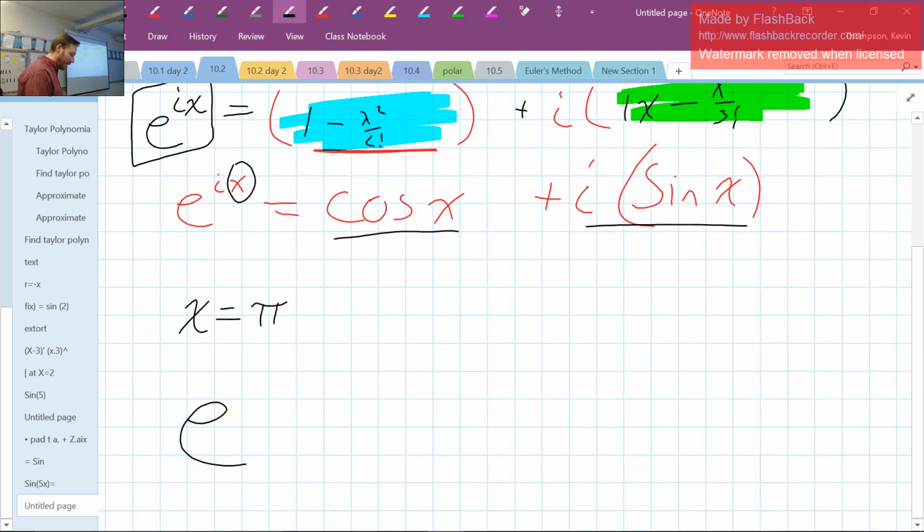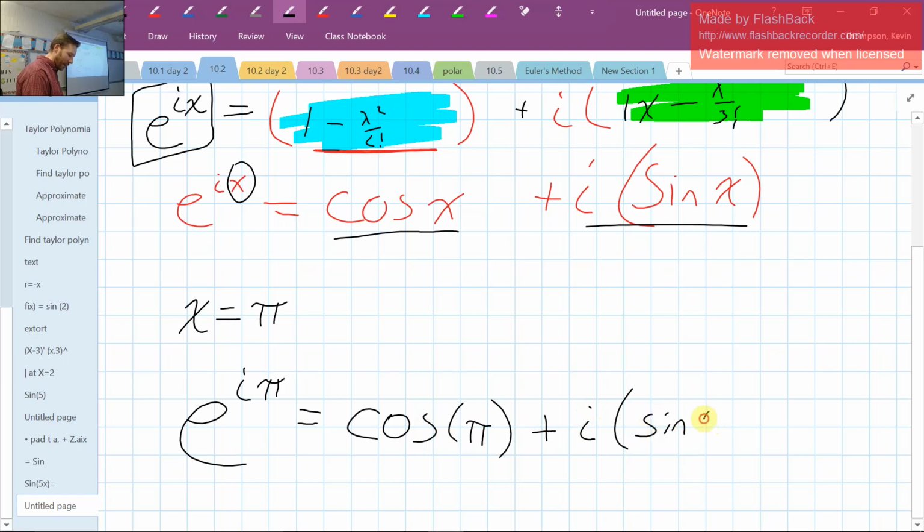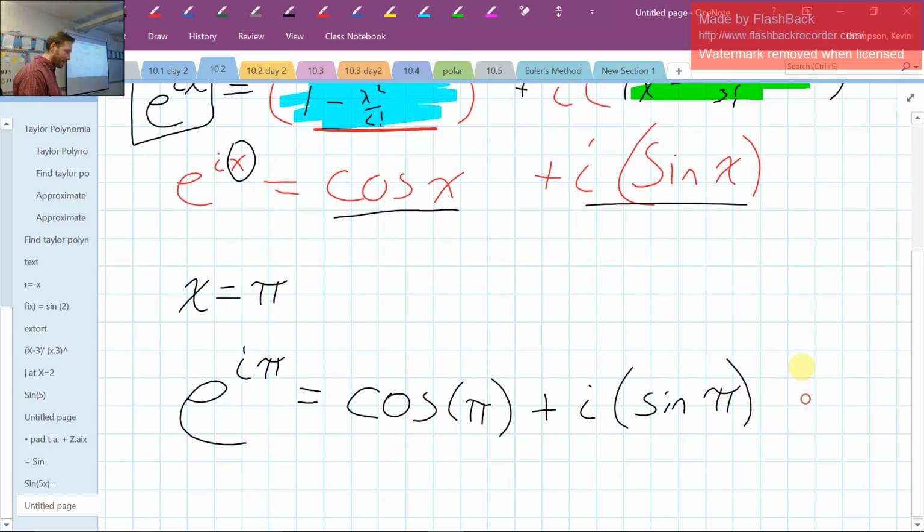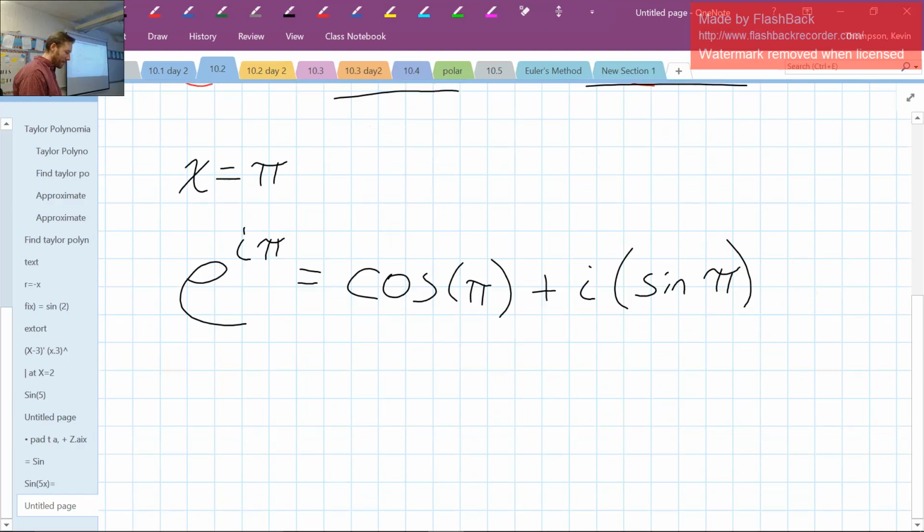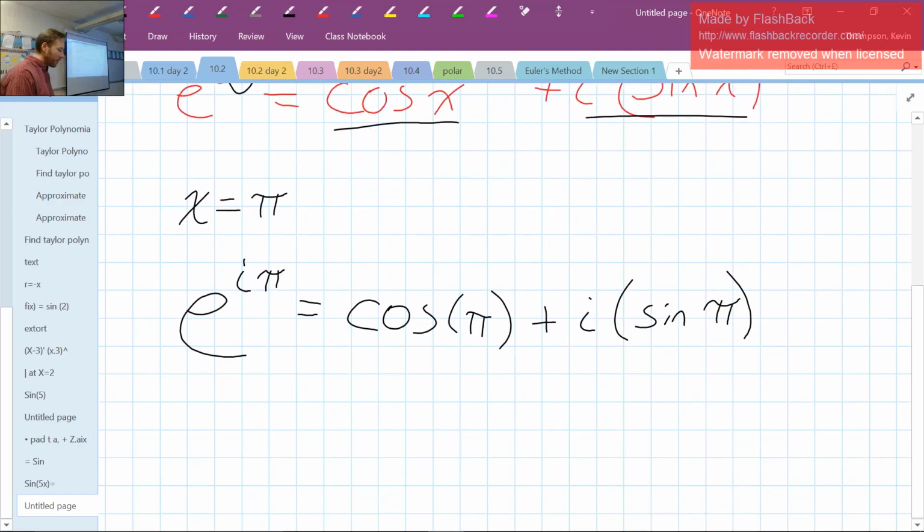So e to the i pi is equal to the cosine of pi plus i times the sine of pi. So what is the cosine of pi? 0. Try again. It's -1. What is the sine of pi? 0.